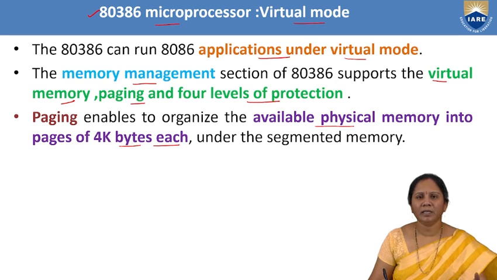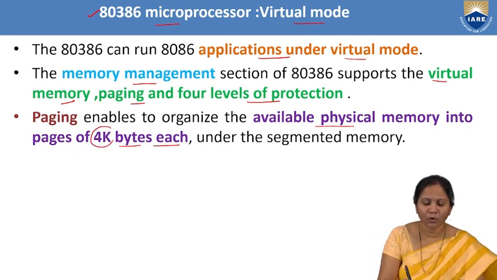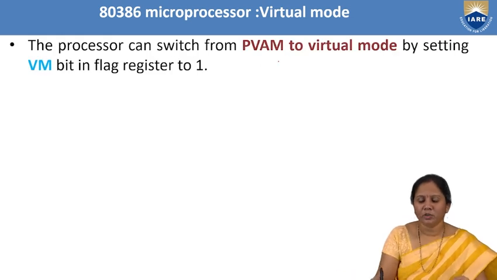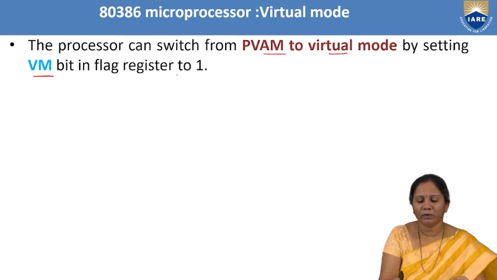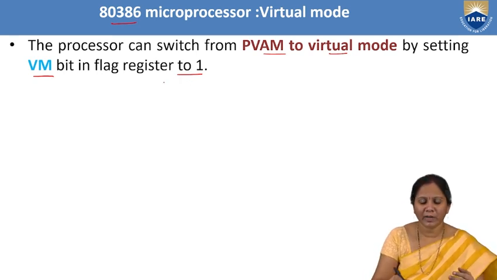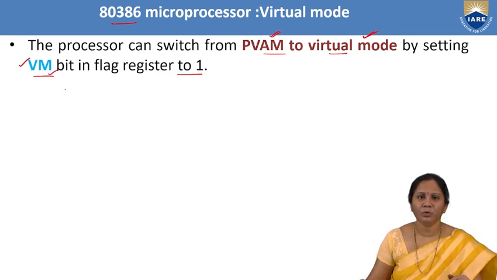Just as we have seen, paging is a technique which divides the entire physical memory into fixed size pages. Each page size is 4 kilobytes under segmented memory. The processor can switch from protected virtual address mode to the virtual mode by setting the VM bit in the flag register to 1. In the previous sessions, we discussed the flag register of the 80386 microprocessor. Among the different flags, VM is the flag bit which indicates the virtual mode. So if this VM bit is set to 1, the 80386 microprocessor will switch from protected virtual address mode to virtual mode. We can switch from one mode to another by simply setting the flag register bit VM to 1.